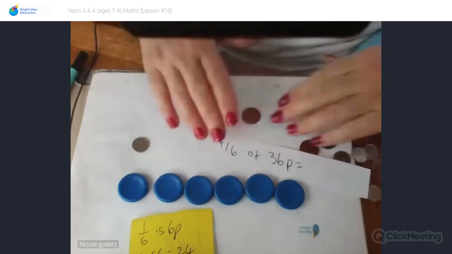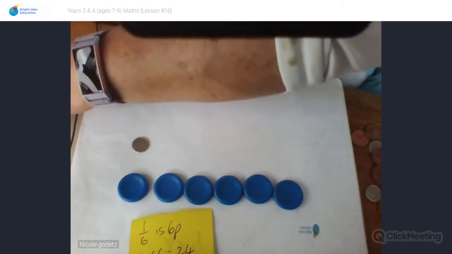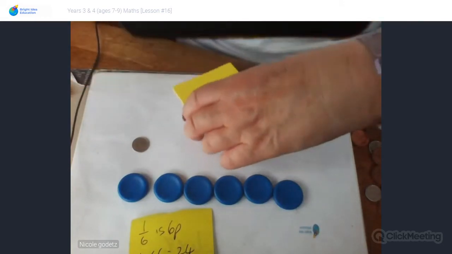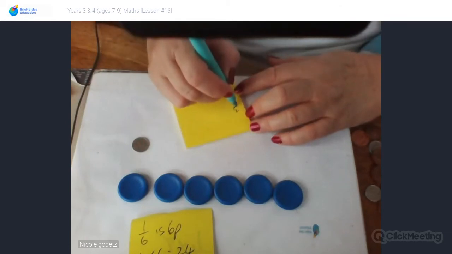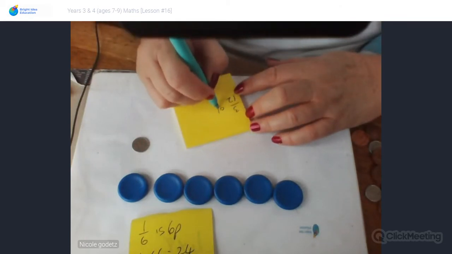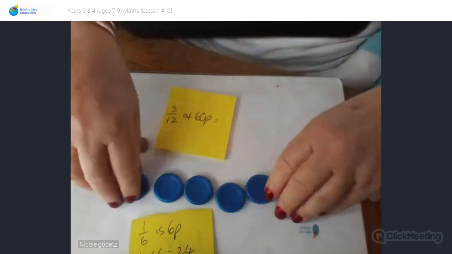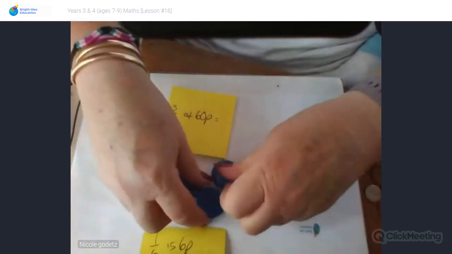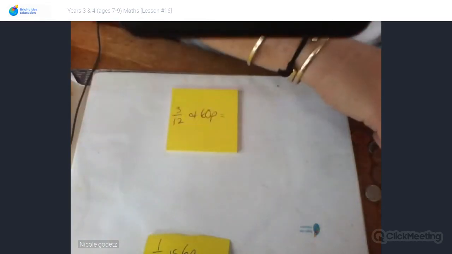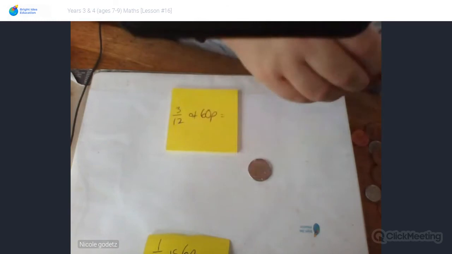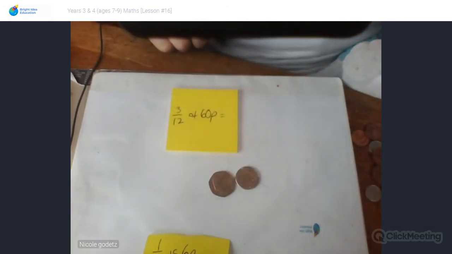Okay, let's have a look at some other non-unit fractions. What is 3/12 of 60p?